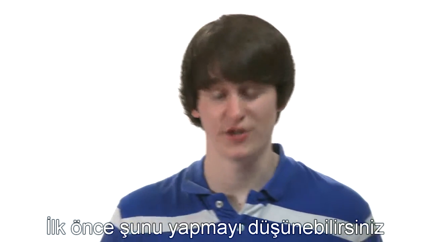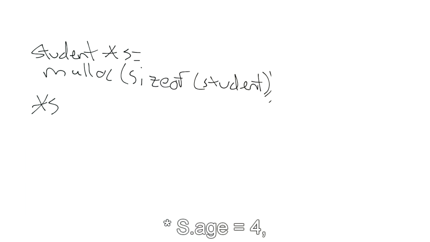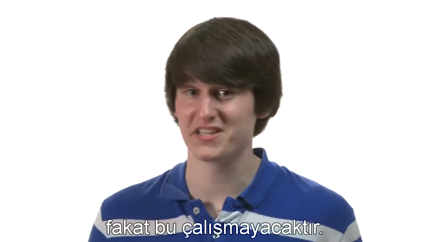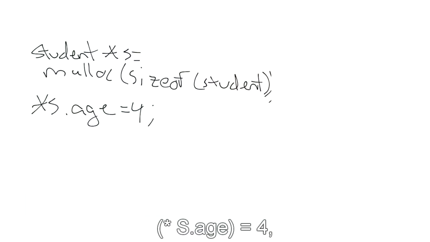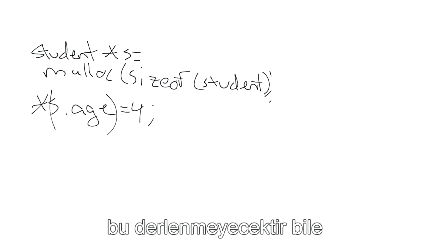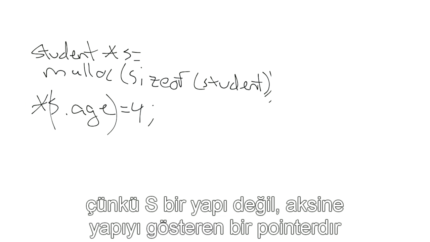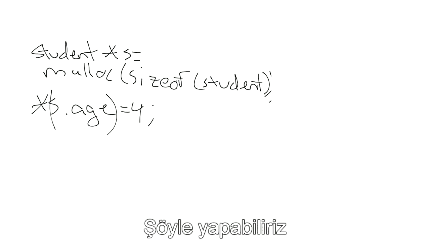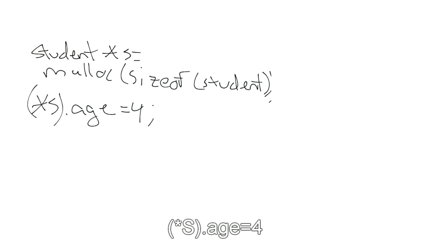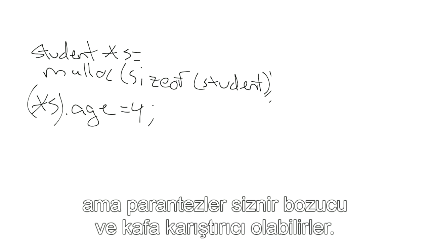You might first think to do *s.age = 4. But this won't quite work, since this will really be interpreted as *(s.age) = 4, which won't even compile, since s isn't a struct, but rather a pointer to a struct, and so the dot won't work here. We could do (*s).age = 4, but the parentheses can get annoying and confusing.